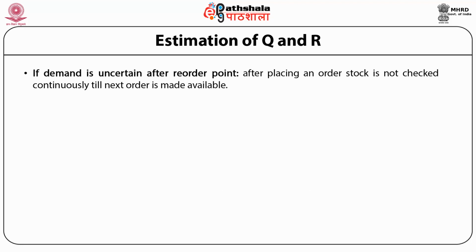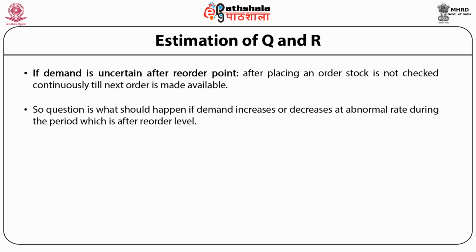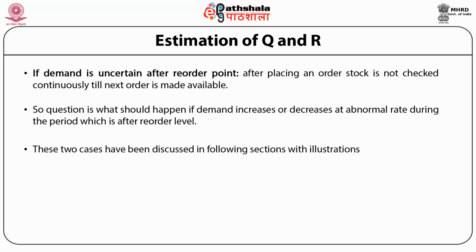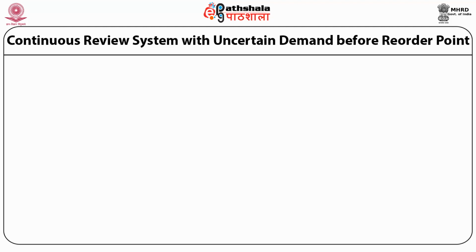Second, if demand is uncertain after the reorder point. After placing an order, stock is not checked continuously till the next order is made available. So the question is, what should happen if demand increases or decreases at an abnormal rate during the period after the reorder level? These two cases have been discussed in the following sections with illustrations. Continuous review system with uncertain demand before the reorder point.